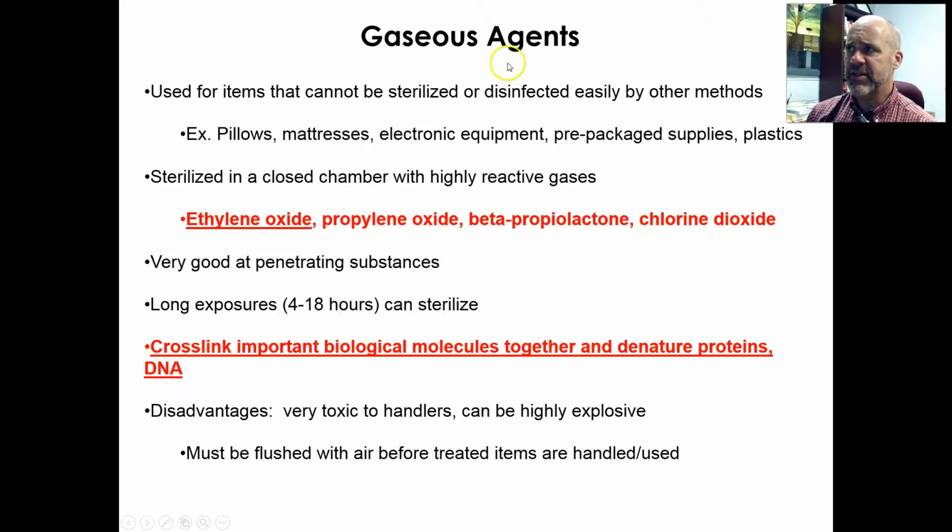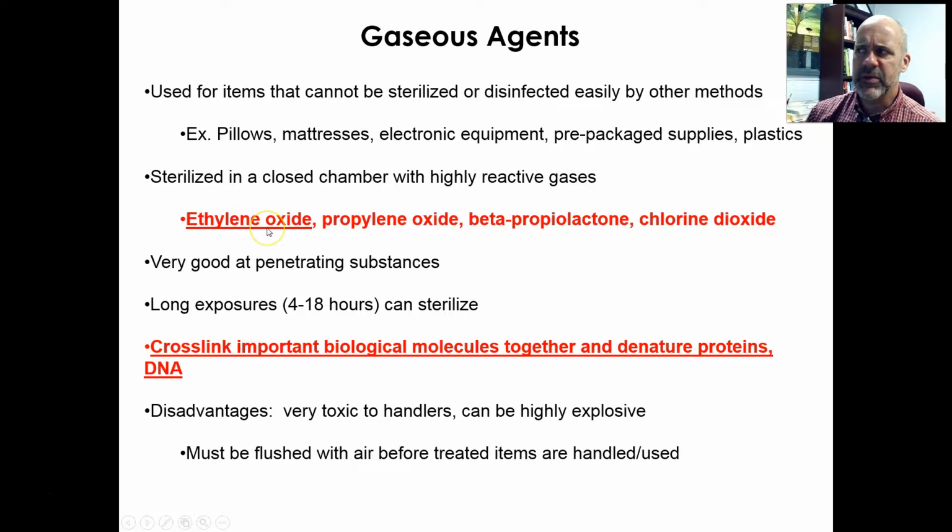How about some gaseous agents? So there are some things like pillows, mattresses, electronic equipment, some plastics, prepackaged supplies, things that you can't expose to heat, you can't get wet, you don't have any other method for disinfecting or sterilizing. Sometimes you can expose these things to gases. Now these gases are very toxic, so they have to be used in a gas chamber, a closed chamber. And many of these are kind of explosive, so there are safety concerns with these as well. You have to be really careful.